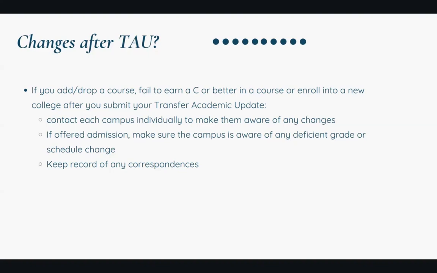If you have any changes after the transfer academic update, you will still need to inform the campuses you are applying to. If you happen to add or drop a course, fail to earn a C or better in a course, or enroll in a new college after submitting your transfer academic update, you will need to contact each campus individually to make them aware of any changes. If offered admission, make sure the campus is aware of any deficient grade or schedule changes. Please keep record of any communication that you may have with the universities.